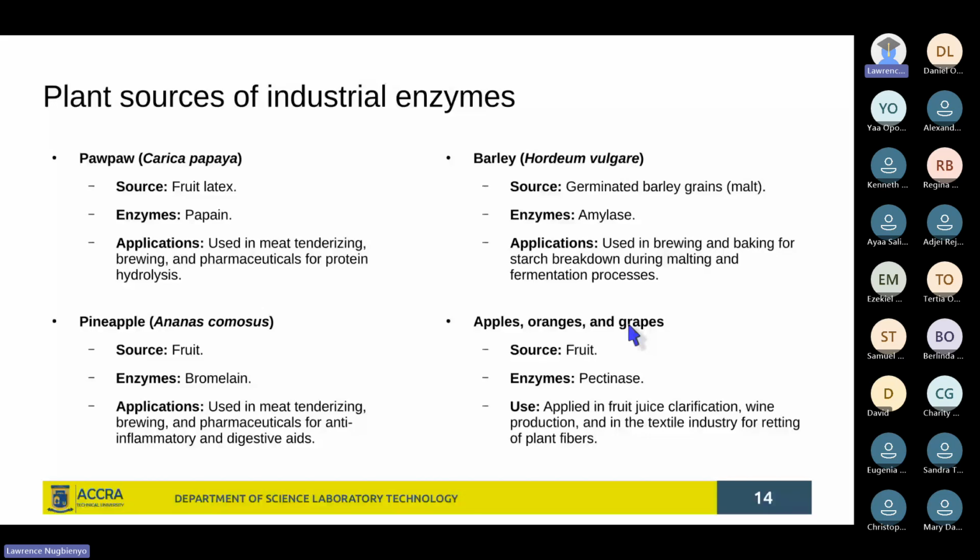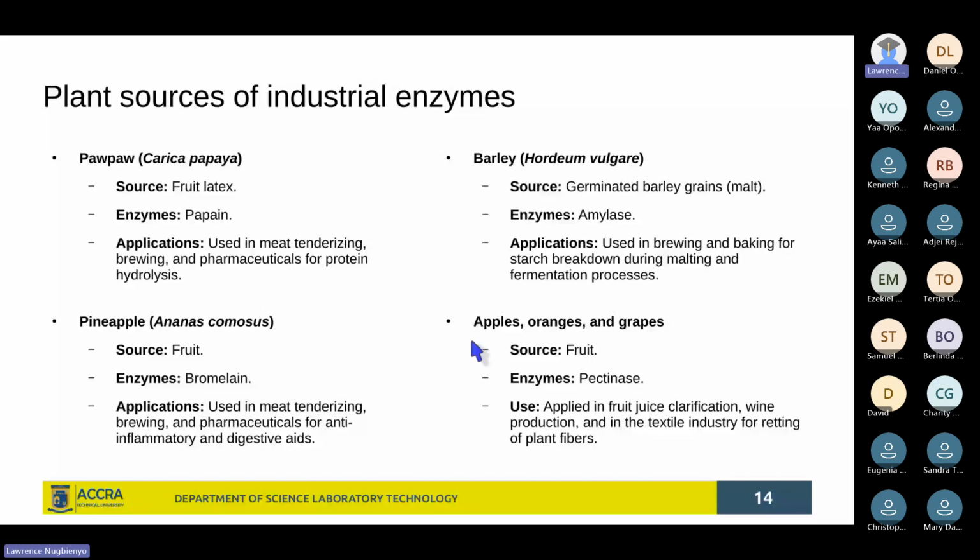And you have apples, oranges, grapes. They also have the enzyme pectinase. So these are some fruits, and these enzymes are applied in, say, the wine industry, even in the textile industry. You have these enzymes gotten from these fruits, which are used in those industries. All right.